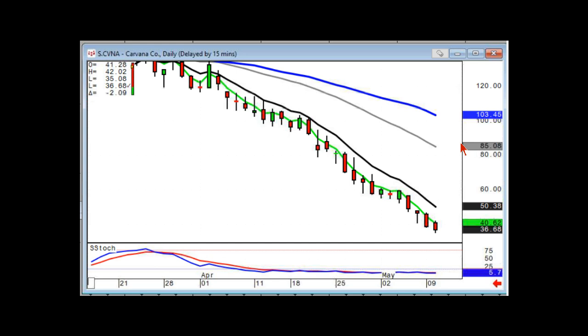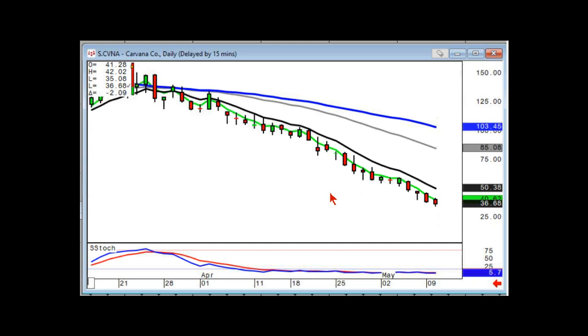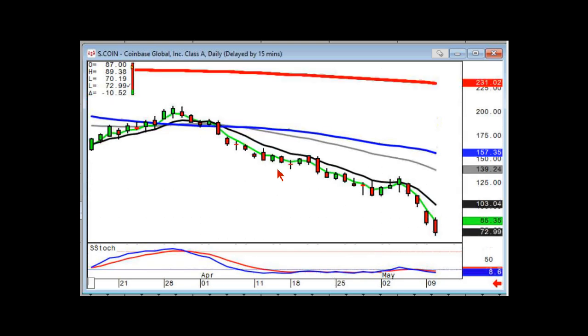Okay, so I forget what I was illustrating. Oh, I was illustrating Carvana going from 375 to 36. Where were we? Did we do coin? Oh, did somebody say coin was down another?